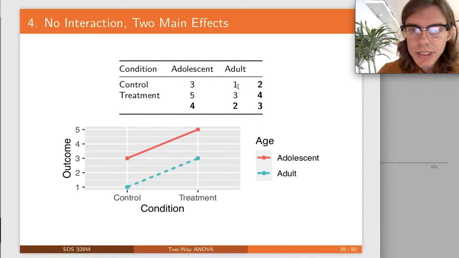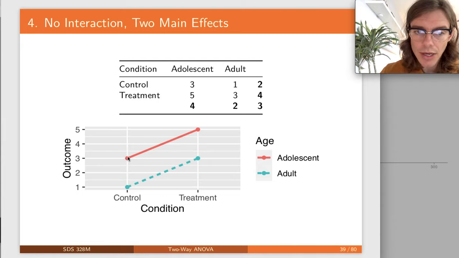You can also see this more simply if you take your cell means and subtract. You can do 3 minus 1 to get 2 and 5 minus 3 to get 2. If those numbers are the same, then there's no interaction. You can do it by row too. You can say 3 minus 5 is negative 2, 1 minus 3 is negative 2. They're the same number, so there's no interaction. It's the same effect. The effect of treatment is the same for both age groups. The effect of age is the same for both treatment groups.